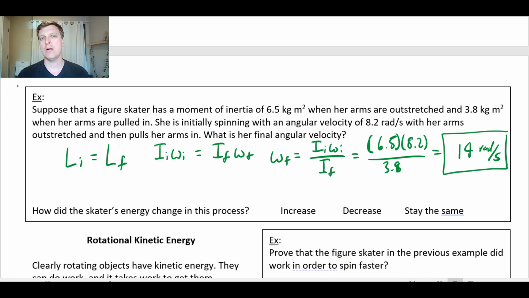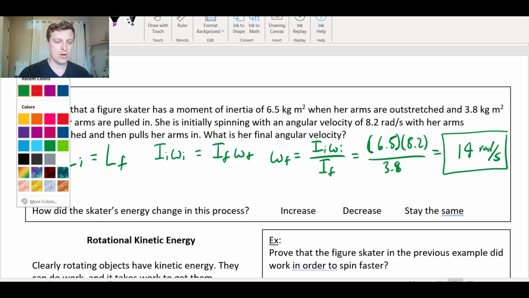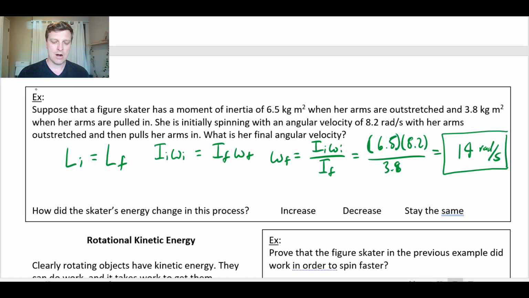So one of the things to think about in this case is, how did her energy change in this process? We know that her momentum stays constant. Her angular momentum was the same before and after, but by changing her moment of inertia, she was able to rotate more quickly. Well, it might not surprise you to learn that overall in this process, even though her momentum stayed the same, her mechanical energy actually increased. So this faster rotation actually meant she had more kinetic energy.